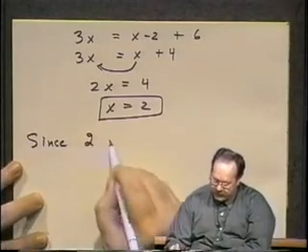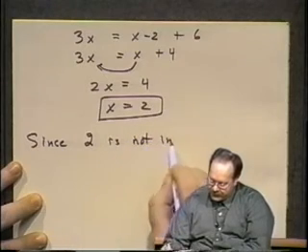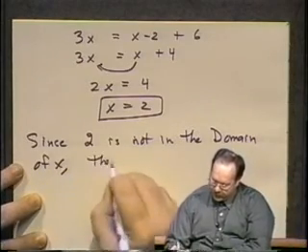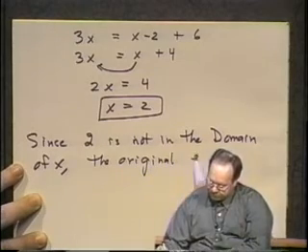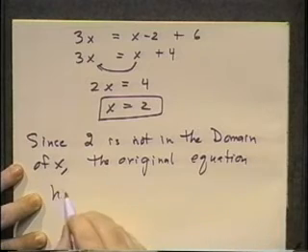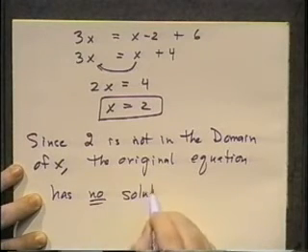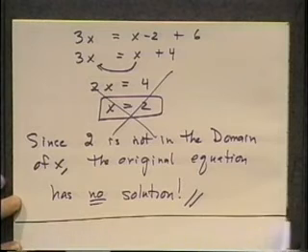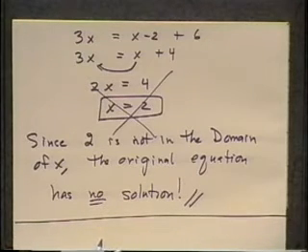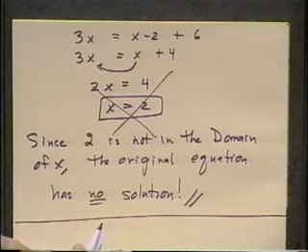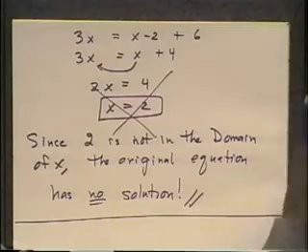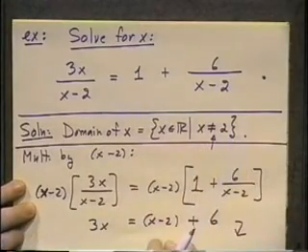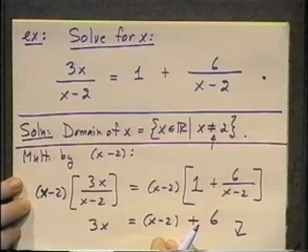I will say, since 2 is not in the domain of x, the original equation has no solution. In other words, this is not a solution. Now, that should not be a surprise to anyone. There is no reason on earth that every equation ought to have a solution just because we can write it down. This equation that we had originally here, the 3x over x minus 2 equal 1 plus 6 over x minus 2, simply states something that is impossible in the real numbers.